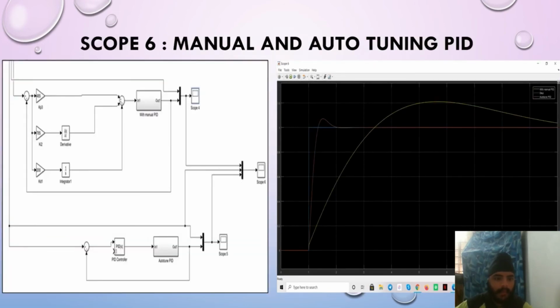Lastly, if we combine both graphs for comparison in scope 6, auto-tuning PID is much more efficient compared to the manual tuning because it has less voltage loss, and the time taken to rise and to get the desired voltage also depends on the tuning method that we choose. Auto-tuning takes less time to get the steady state within the tolerance band and is considered to be more efficient compared to the manual tuning PID.